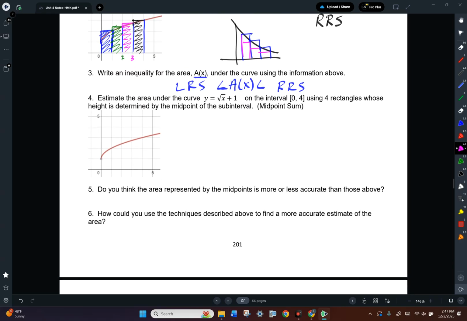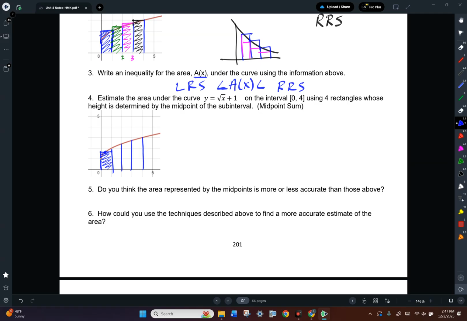Okay, look at number 4. Estimate the area under the curve. All right, same curve. Still 0 to 4. I still want 4 rectangles. But this time it says we want to use the midpoint to determine the height. So if I'm looking at that first interval from 0 to 1, the midpoint is going to be based on the middle there at 1/2. Go up and see where 1/2 hits the curve and let that be the height of the rectangle.